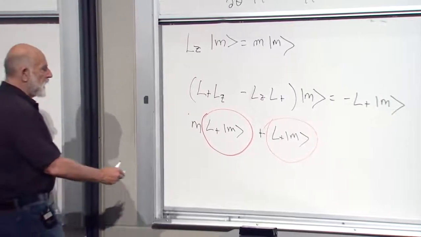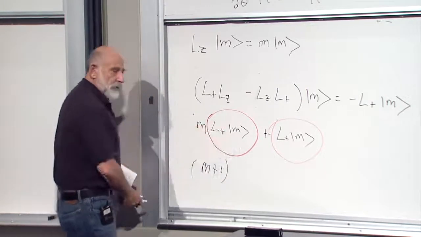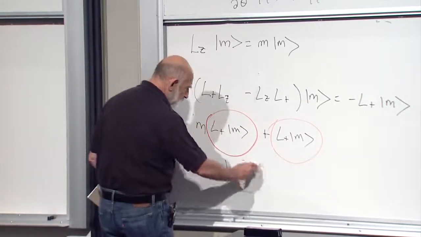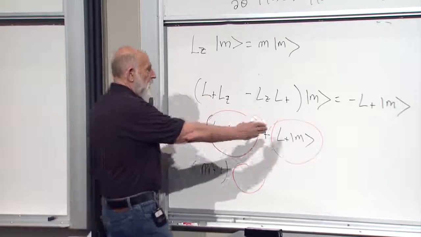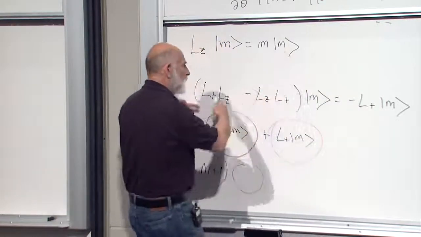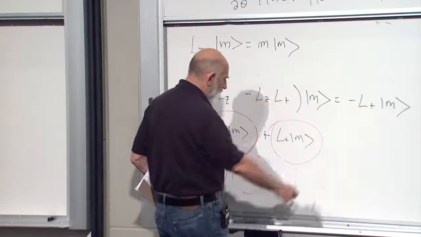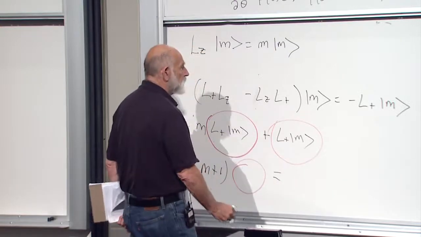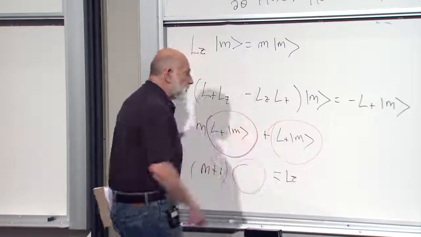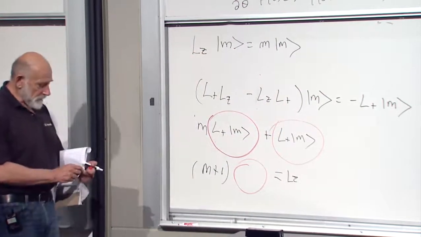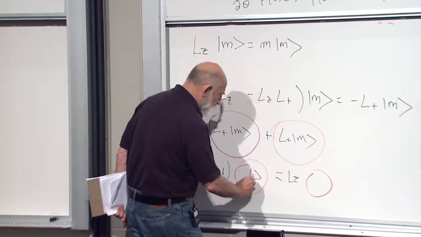So what do we get? We get m plus 1 times the object in the red circle. That's the left-hand side with this term transposed to the left. Now let's transpose the other term to the right. That's equal to Lz times L plus m. But L plus m is again exactly the thing in the red circle. The thing in the red circle is a certain ket vector.